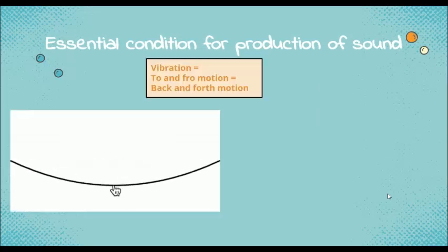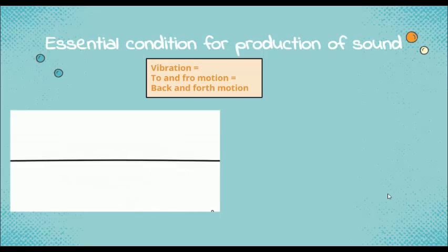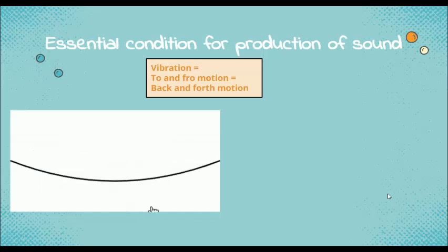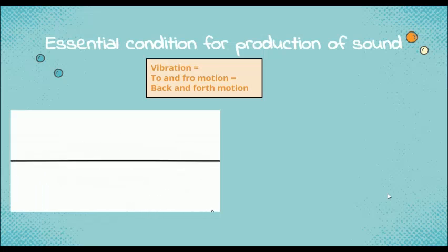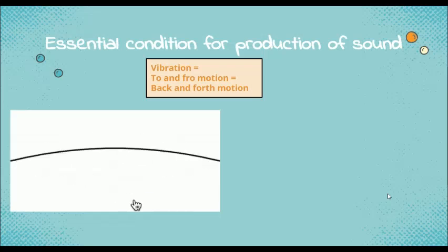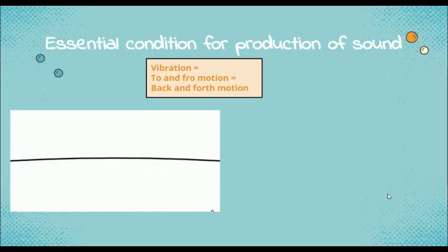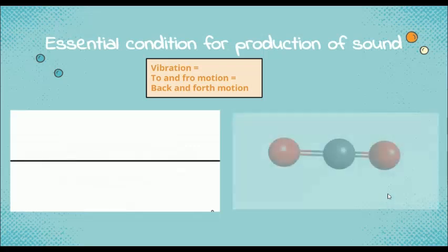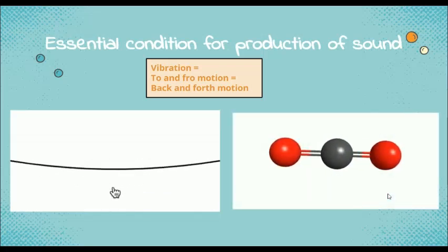Look at the string. When I pull it, it goes up, it goes down and it comes back again. ऊपर जितना जा रहा है नीचे उतना ही आ रहा है. It is vibrating, to and fro motion, back and forth. जब ये ऐसे करता है, what do you think happens to the air molecules around this string? Let's take a look. The air molecules also start vibrating.